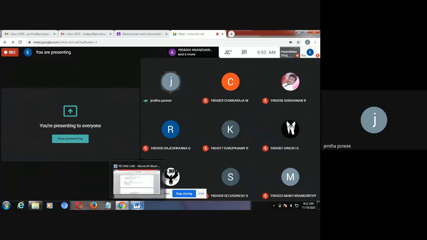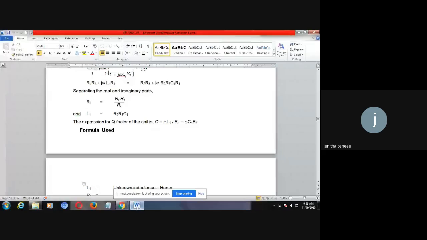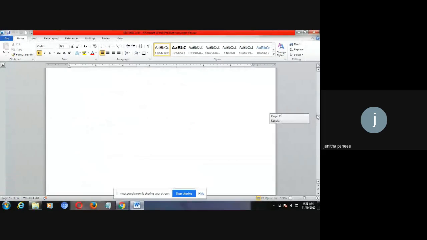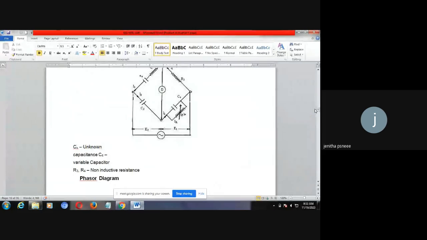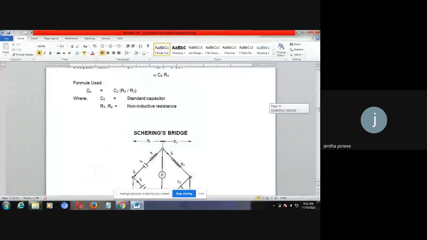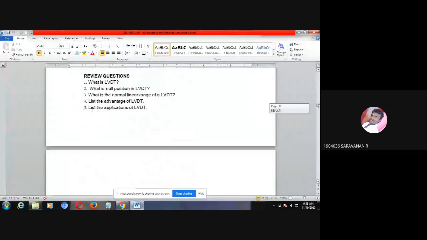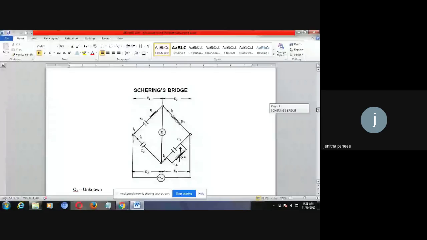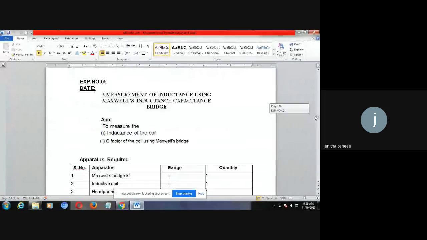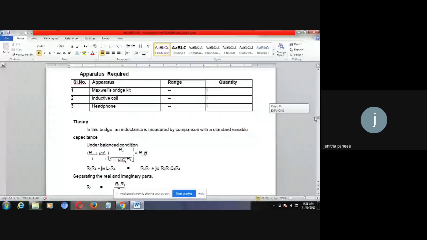Okay. So this is the formula, and similarly this is the construction. See here, this is Maxwell's bridge. So see here, this is the formula. L1 is equal to R2 R3 C4.